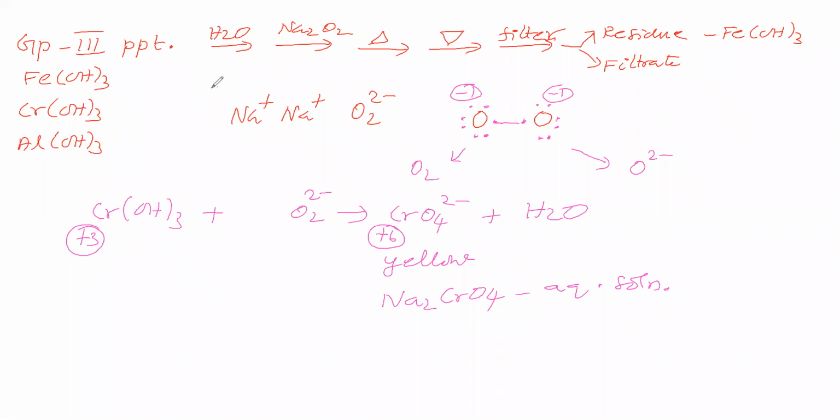Next, we'll see about aluminum. Aluminum ion is in the form of aluminum hydroxide precipitate in group 3. This aluminum hydroxide precipitate is a gelatinous white precipitate. This dissolves in this one. Why is it so? Why is it dissolving? That we'll see.